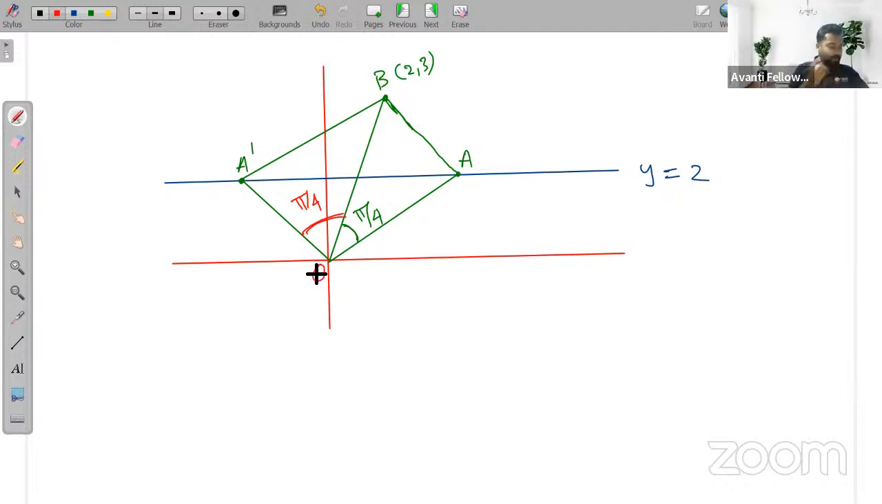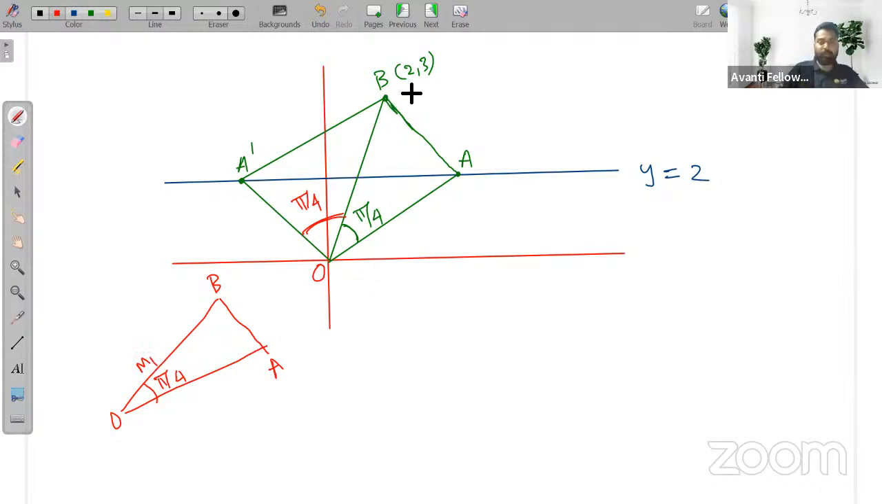So we will take the first figure. Suppose I am taking the OAB portion. This is my point O, this is point A, and this is point B, and this is angle pi by 4. Then if I ask you to find the slope of the line OB, suppose this is M1.